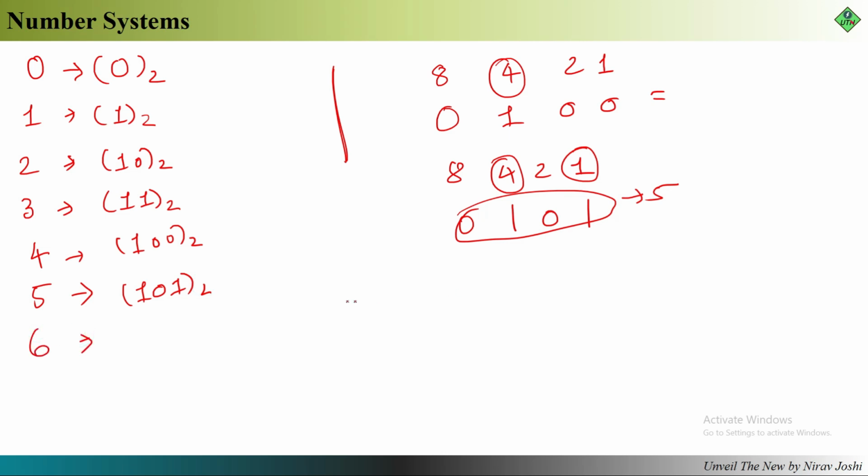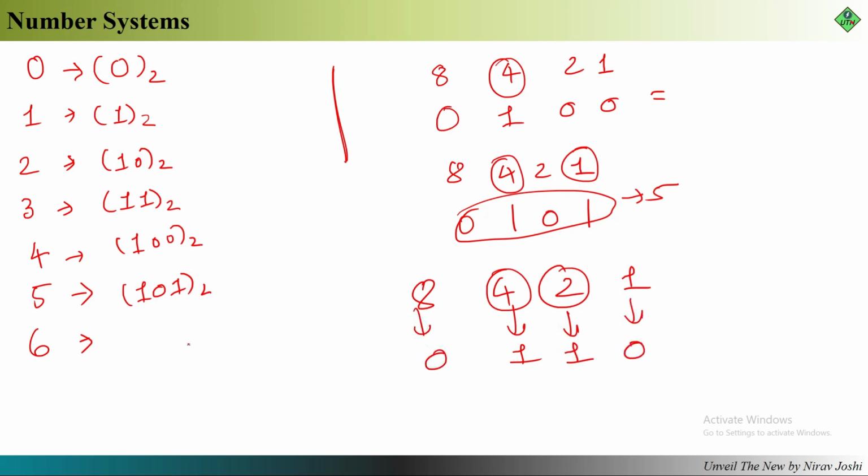Now for 6, come on. 8, 4, 2, 1. What do we want? We want 6. So for 6, what can we do? 4 plus 2. As 4 plus 2, we will keep 1 for that. Other than that, we will keep 0. Right? For this also 0. So it is nothing but 1, 1, 0. Again, 7. For 7, we have already done. That is nothing but triple 1. Right? So we have just seen the binary for 0 to 7.